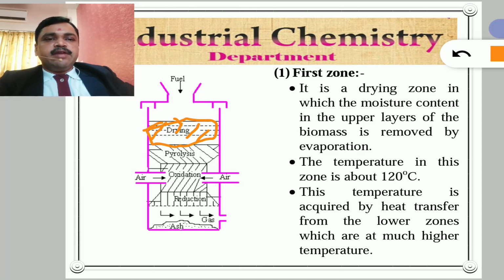This temperature is acquired by heat transfer from the lower zones, that means pyrolysis, oxidation and reduction, which are at much higher temperature. From this we know that there are very high temperatures in the zones below, more than 120 degrees Celsius. Note that the pyrolysis zone, oxidation zone and reduction zone all have temperatures of more than 120 degrees Celsius.